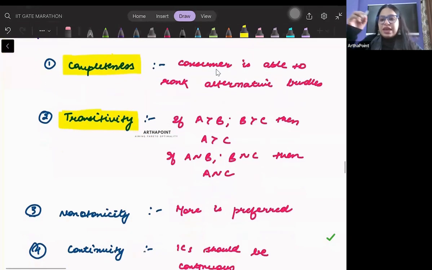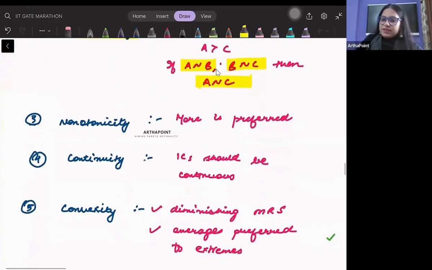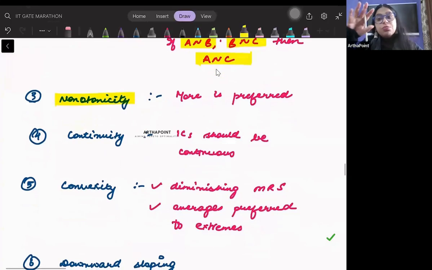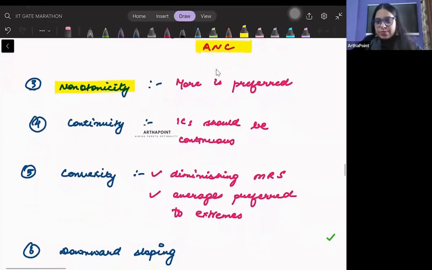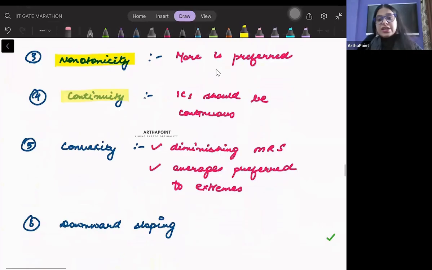Then we have transitivity. Transitivity says कि if A is preferred over B, and B is preferred over C, then A is preferred over C. अगर मैं A और B के बीच में indifferent हूँ, B और C के बीच में indifferent हूँ, then I am indifferent between A and C also. Then we have monotonicity. It says more is preferred. Jitna zyada, utna preferred. Then you have continuity. This is important. It just says my ICs should not be discontinuous.